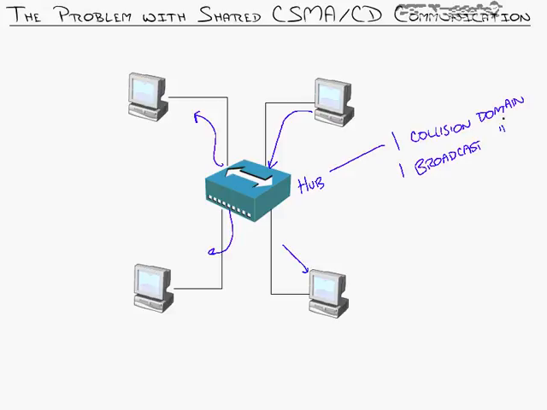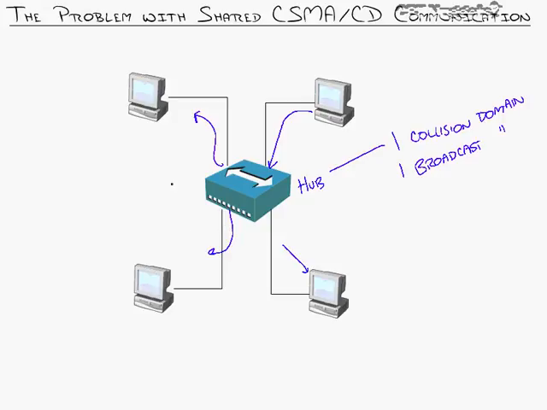One broadcast domain. A broadcast domain defines how far a broadcast will travel before it stops. In a hub, that's also only one, meaning one broadcast will travel everywhere. It goes out all ports, completely saturating the network before it's finally stopped.